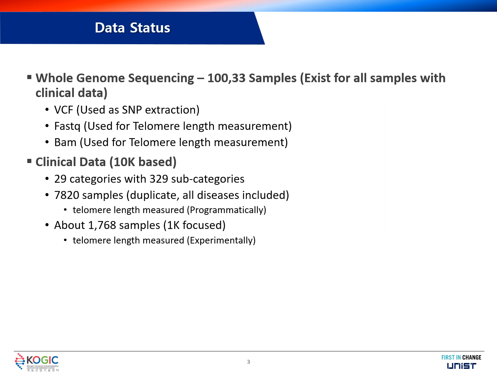As a data status, we have whole genome sequencing data for 10,033 samples in total, and all samples exist with clinical data. To measure telomere length and carry out deep analysis, we need VCF, FASTQ, and BAM files. As for clinical data, we have 29 categories with 329 subcategories manually annotated, and 7,820 samples, all duplicates, and all diseases included as well.